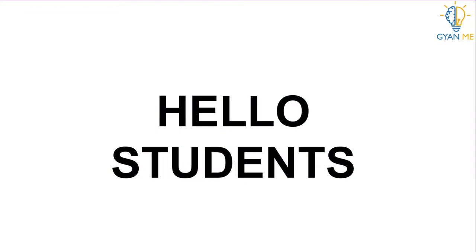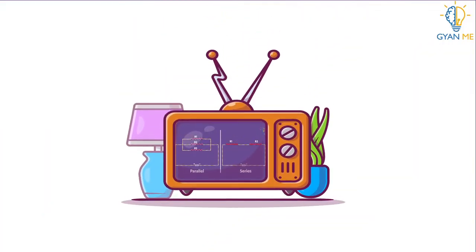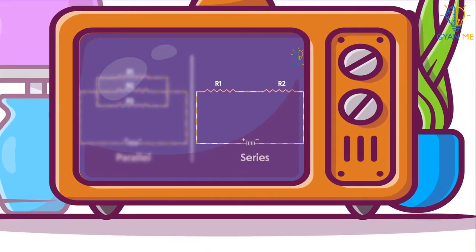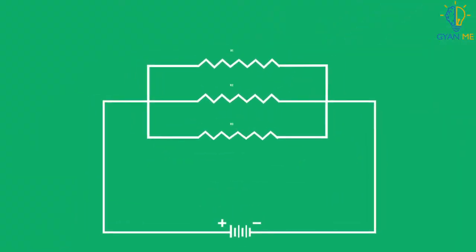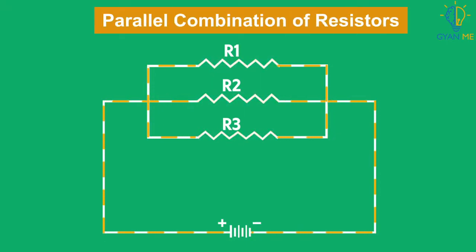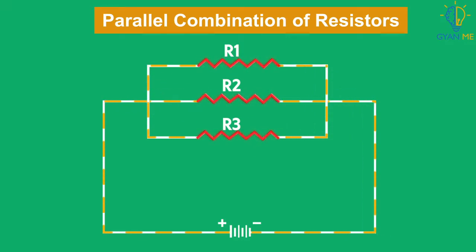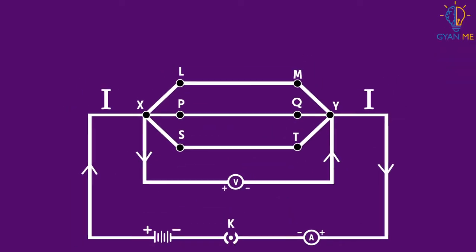Hello students. In our previous video, we learnt about connection of resistors in series. Today in this video, let us learn another way of connecting the resistors in a circuit, that is, parallel combination of resistors. For this, let us perform an activity. Look at this circuit carefully.